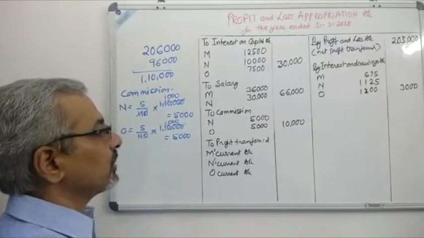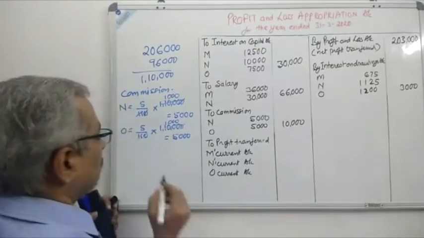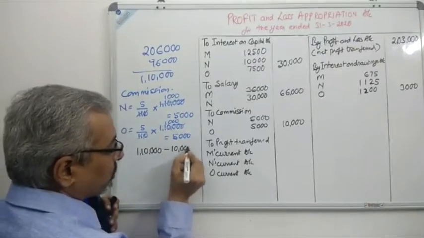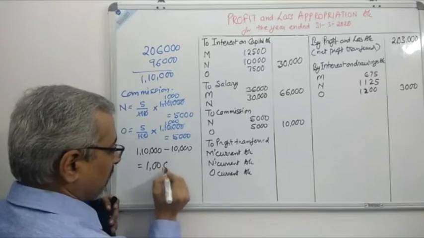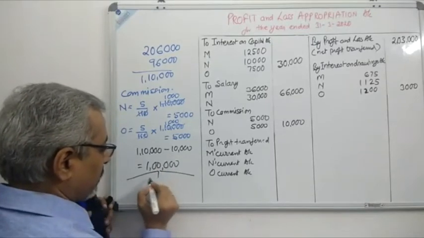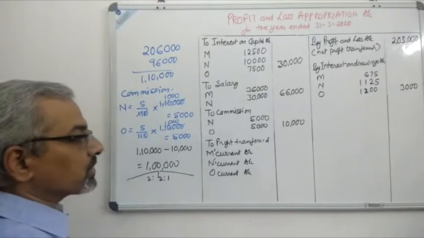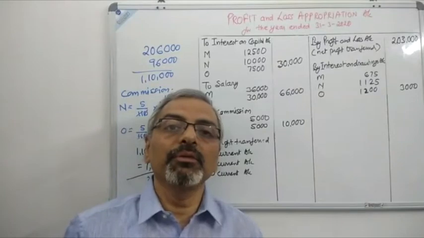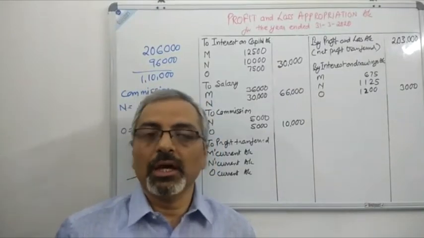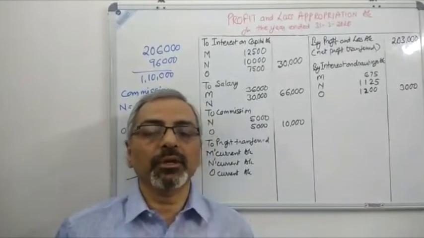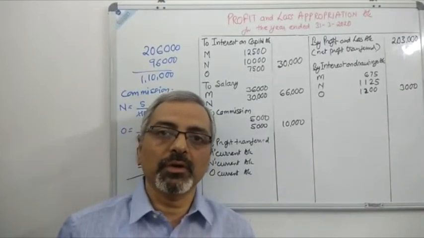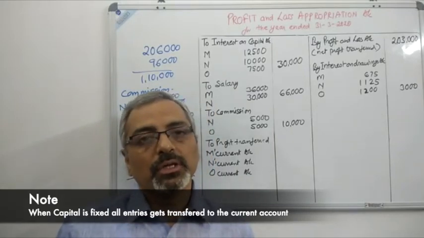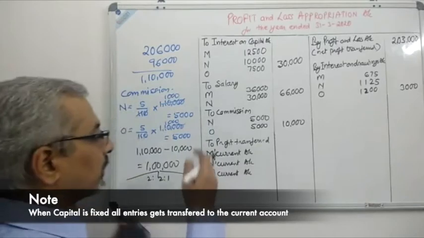After calculating the commission of 10,000, what is the resultant profit? The profit is 1,10,000 minus 10,000 of the commission. The profit is 1 lakh. And now 1 lakh will be divided in the ratio of 2:2:1, which is the profit sharing ratio. But the question has very clearly said that the capital will be fixed. If the capital is fixed, the profit will not be transferred to the capital account, rather the profit will be transferred to the current account. Whenever capital is fixed, all the entries will be transferred to the current account. Is it clear?